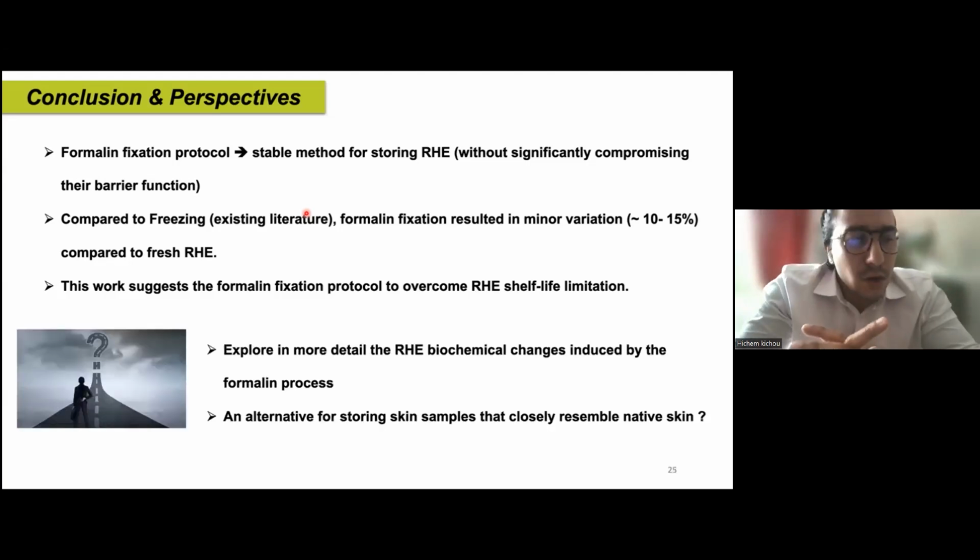Although further investigation is needed to explore the specific biochemical changes in the EpiSkin or reconstructed human epidermis model, this work highlights that chemical fixation may be less detrimental than freezing. This makes it a promising alternative for storing skin samples that closely resemble native skin in terms of structure and morphology. So that is the big question.